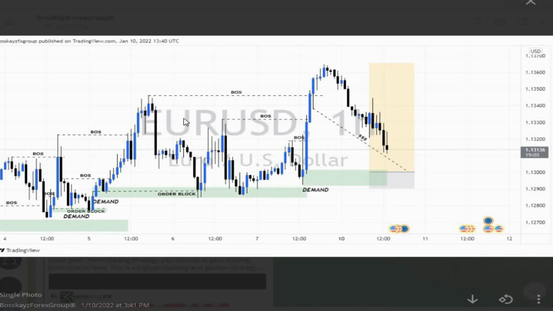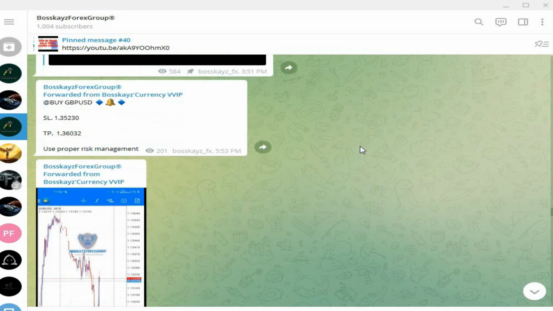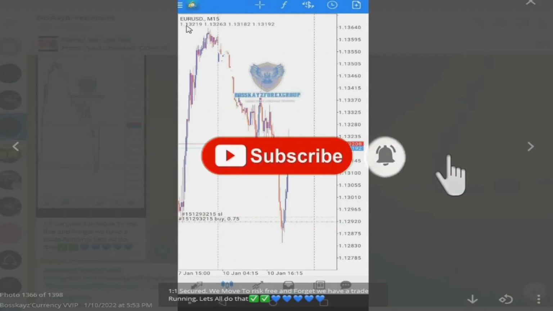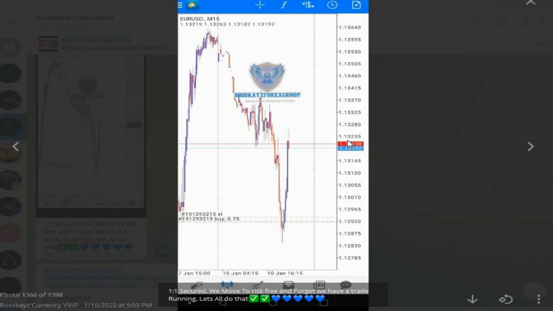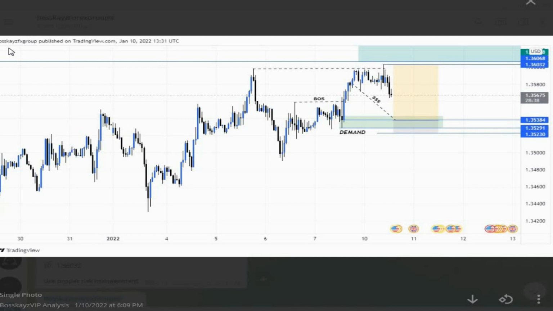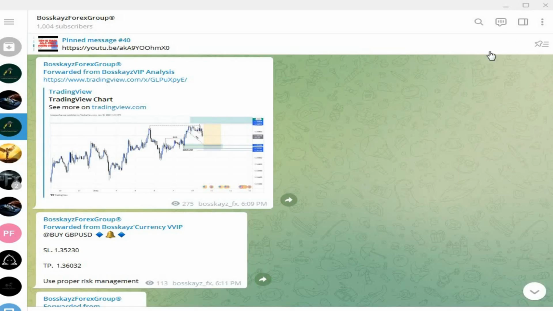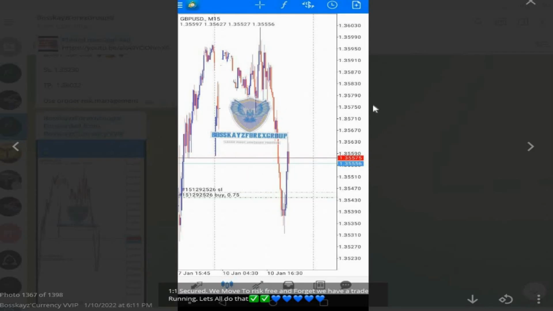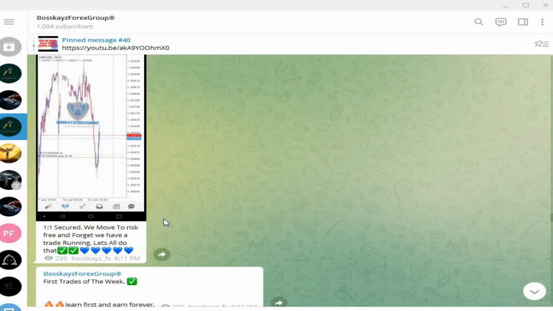As you can see here, guys, this was Euro USD, and we said we like to see a buy there, and the signal was sent in VIP. This was GBP USD, but this was the trade which we took in VIP, the buy for Euro USD, and also this was the setup for GBP USD which we're looking at. That's the buy here, guys. As you can see, we took the buy right there.